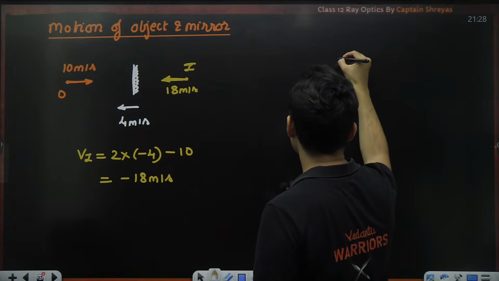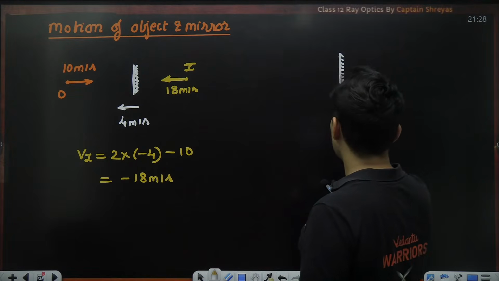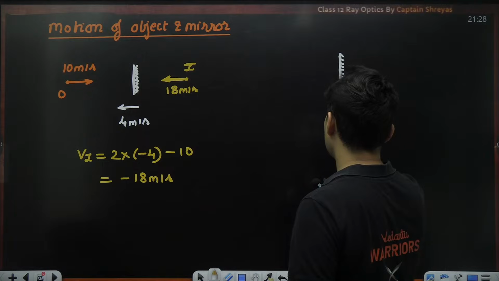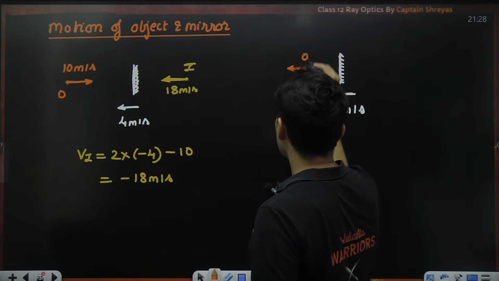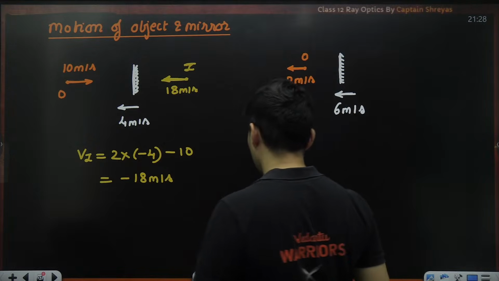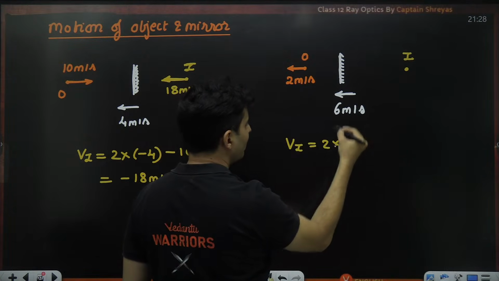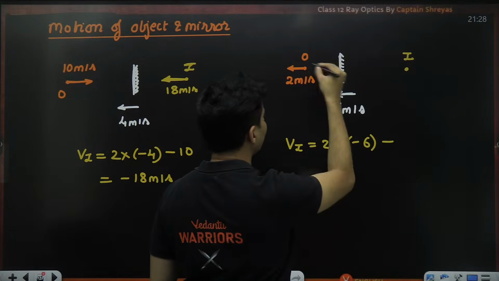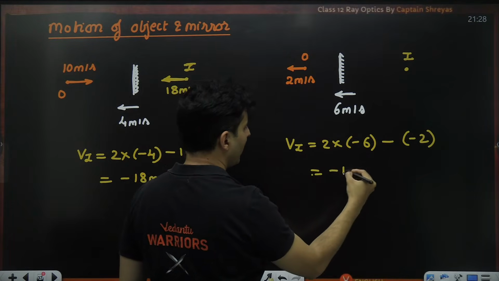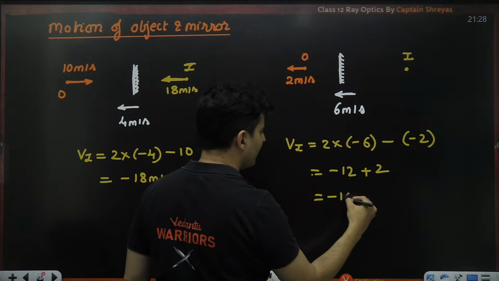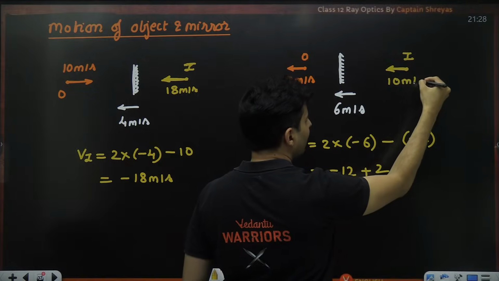Here it is. Imagine this mirror is again here like this. It is going with a speed of 6 meters per second, and there is an object over here going like this at a speed of 2 meters per second. What is that image going to do? Vi is 2 times Vm. Vm is negative, minus 6, minus Vo. Vo is also negative. Can you see? It is also negative. So it will be minus 12 plus 2. So this will be minus 10 meters per second. Minus 10 means like this. So it will move at a speed of 10 meters per second.